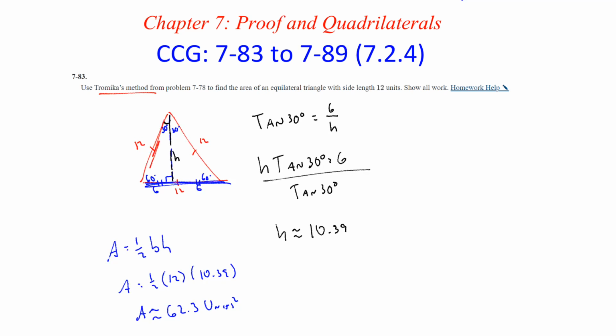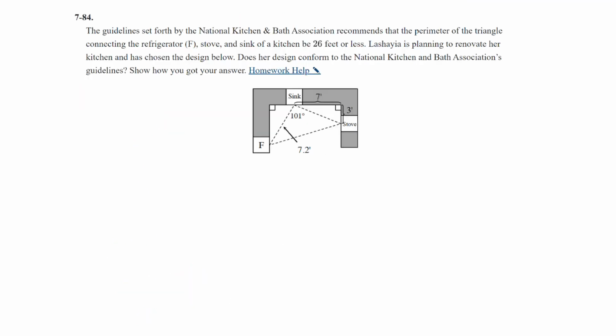The other thing that we could have done, we went and used the tangent ratio, but because this is a 30-60-90 triangle right here, you could use your shortcuts for a 30-60-90, and that would actually put your height at the square root of 3 times your short leg, so square root of 3 times 6, so 6 square roots of 3. So if you remember those shortcuts as well, you could use those.